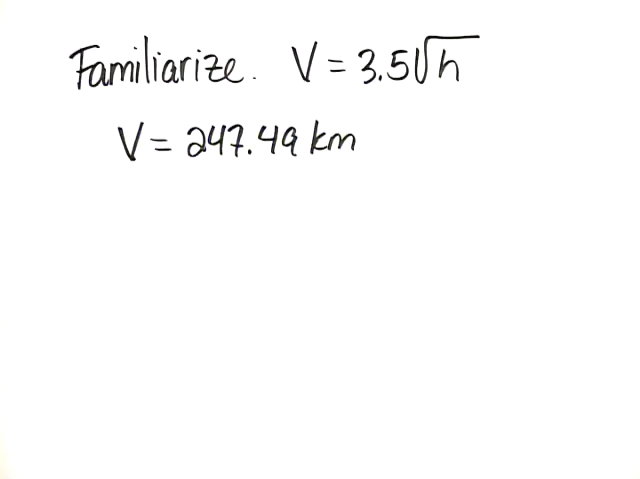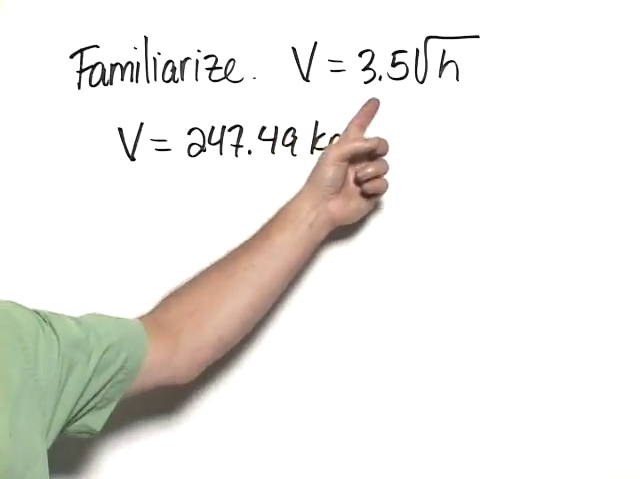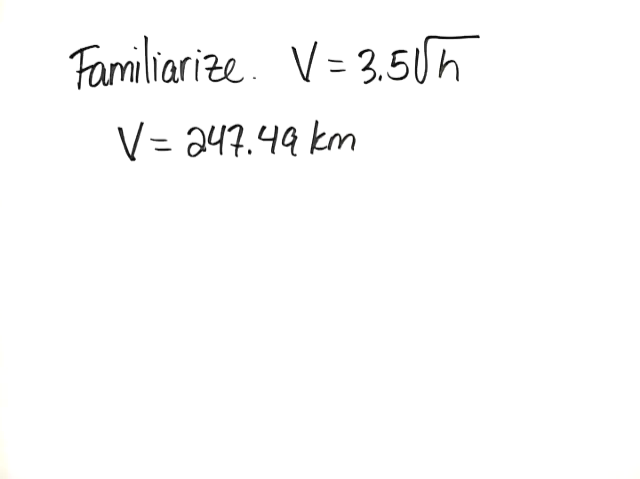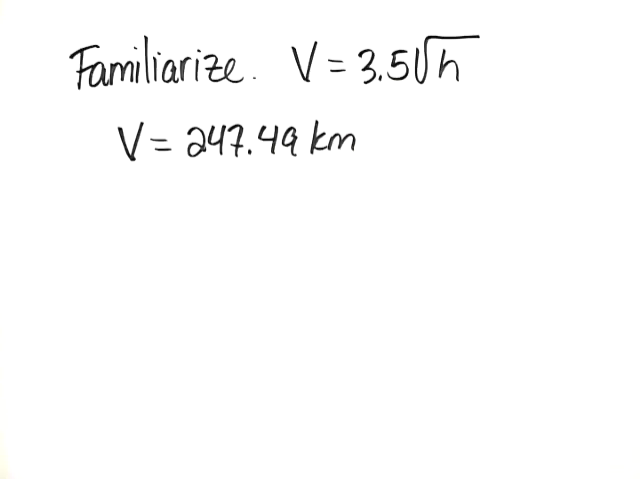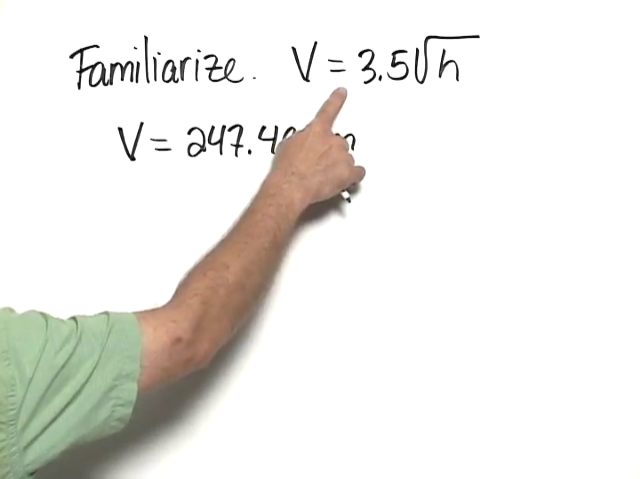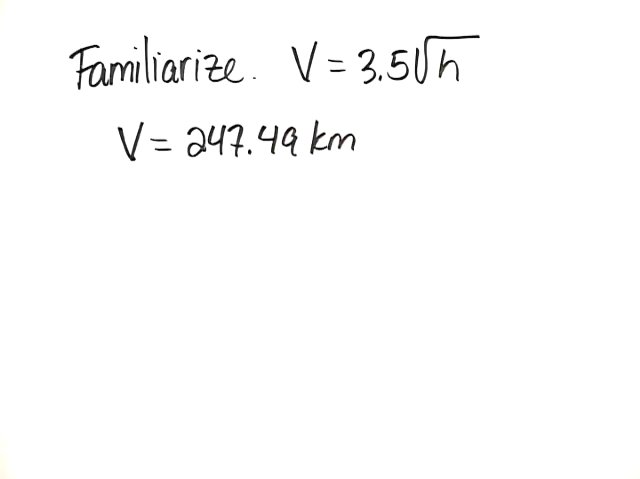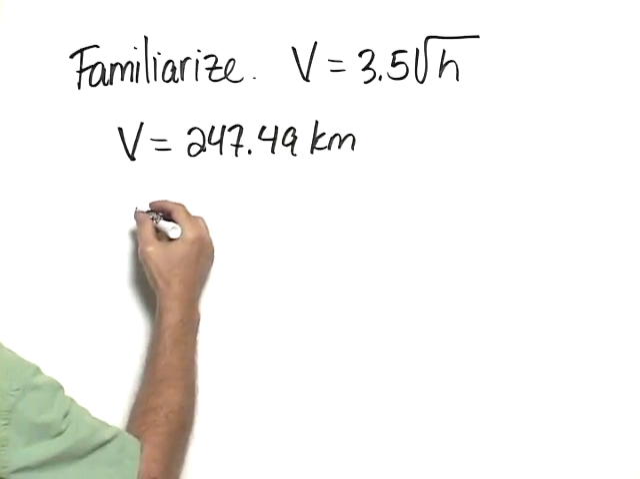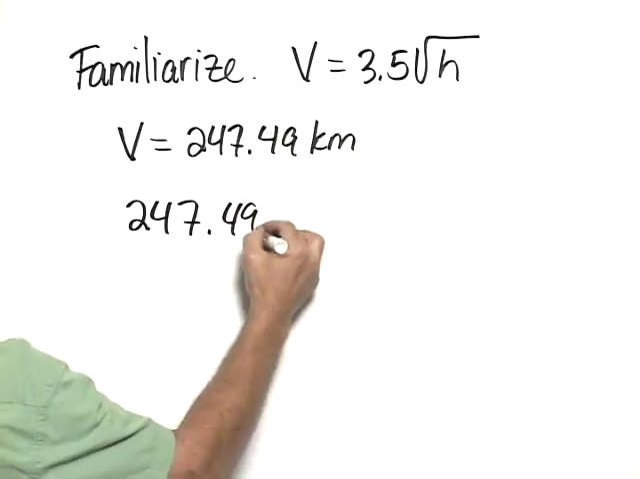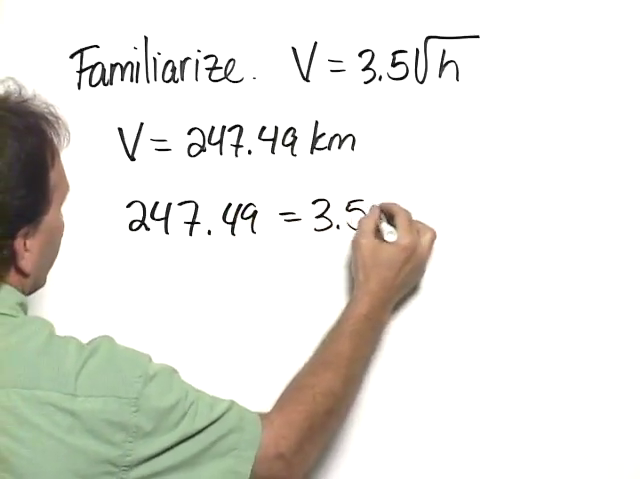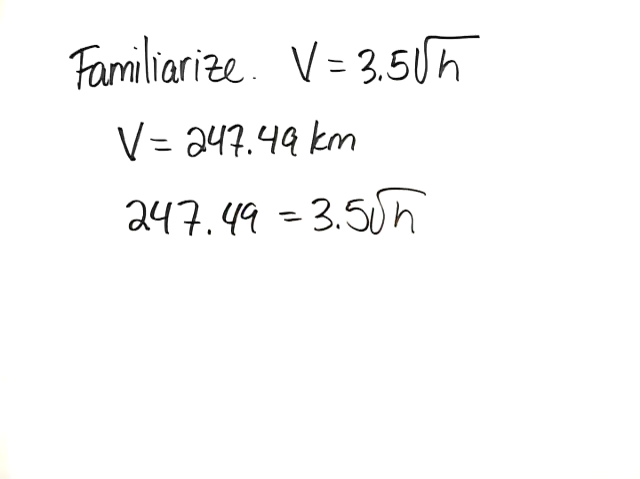The first step in the 5-step process is to familiarize ourselves. We were given the formula v is equal to 3.5 times the square root of h, and we were told that v is equal to 247.49 kilometers. To translate really means to take this formula and substitute the 247.49. So the second step, translate, yields 247.49 equals 3.5 times the square root of h.